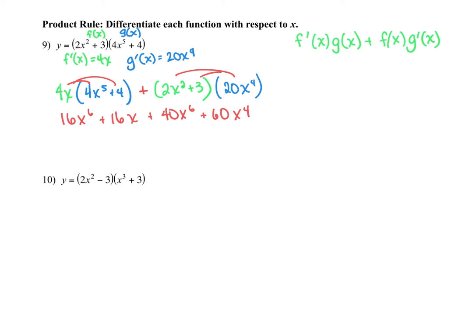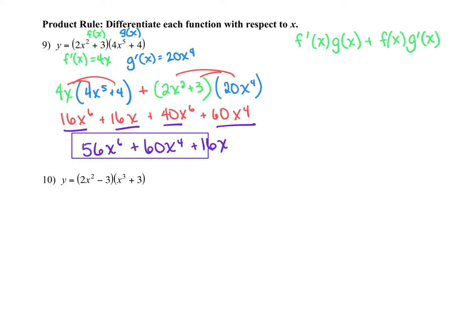You do have like terms, 16 and 40 give you 56 x to the sixth. 60 cannot combine with anything. And 16 cannot combine with anything. And so this would be your final answer here. 56x to the sixth, 60x to the fourth, 16x. So go ahead and do number 10.